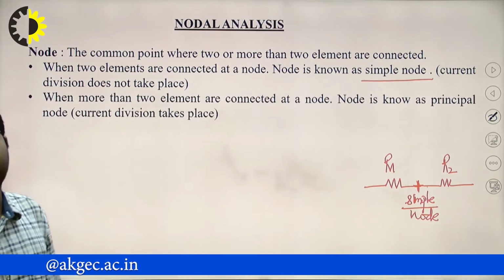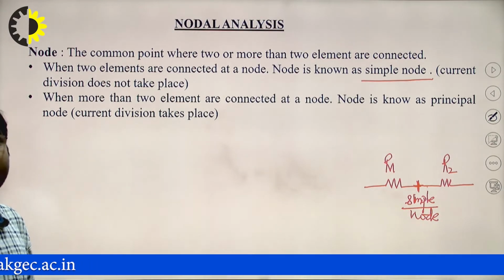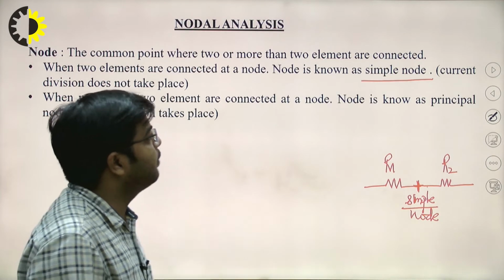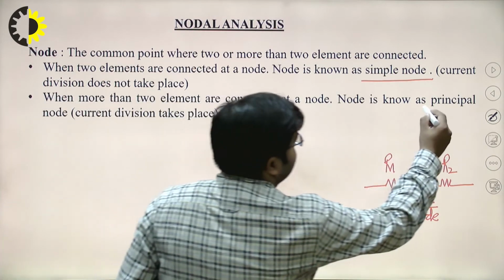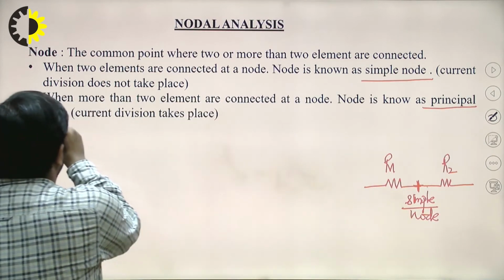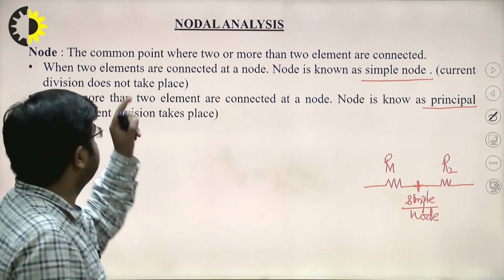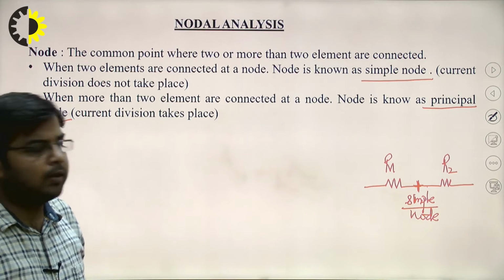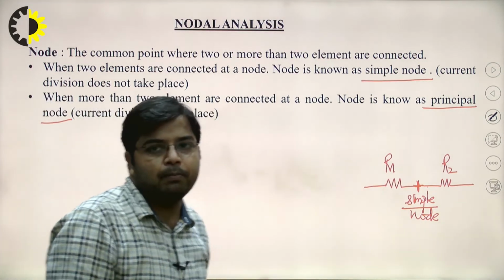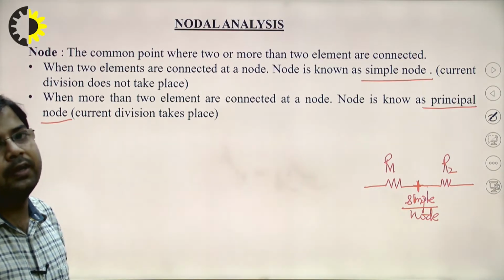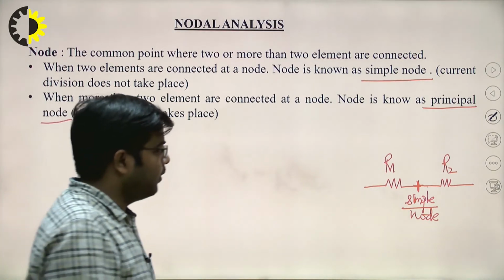Next is the principal node. When more than two elements are connected at a point, that point is known as a principal node. At a simple node, the current division rule does not take place, because the current will not divide at the simple node. But at the principal node, you can use the current division rule.